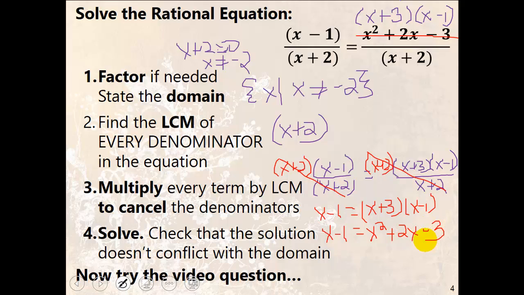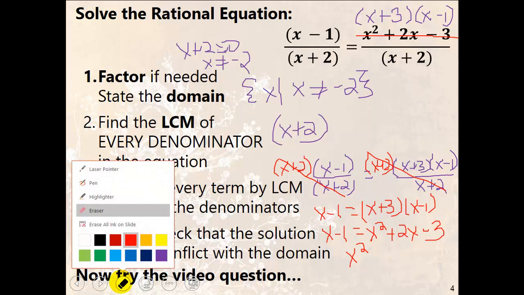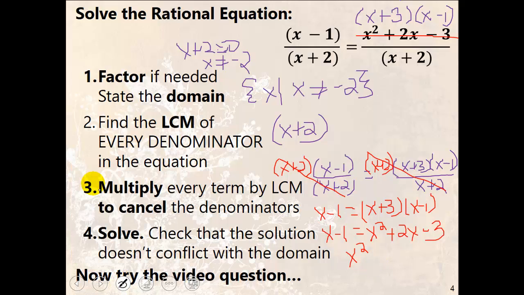I'm going to move all my terms to one side. I have a quadratic, so that means I'm going to either have to factor or use the quadratic formula. So get all your terms together. So I'm going to move my x's together. That gives me plus an x. I'm going to move my 1 over, so that's going to give me minus 2. And then this is going to factor into x plus 2 and x minus 1.